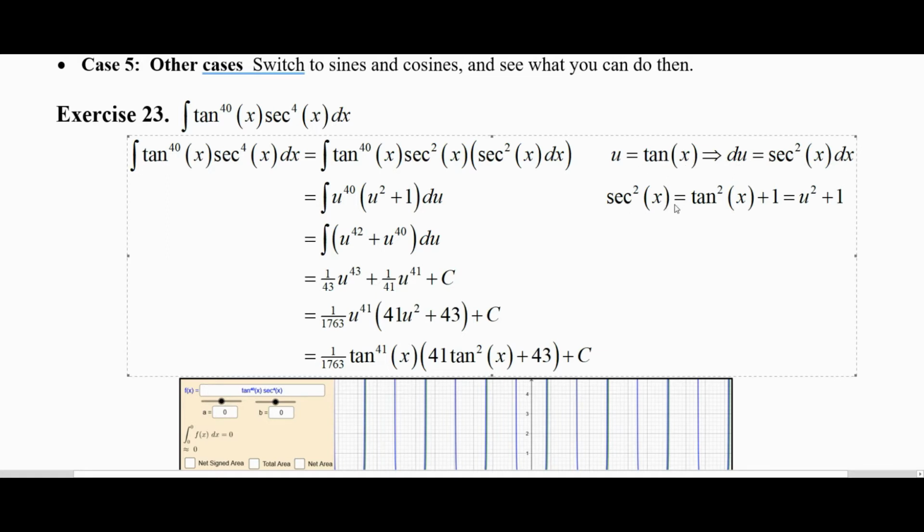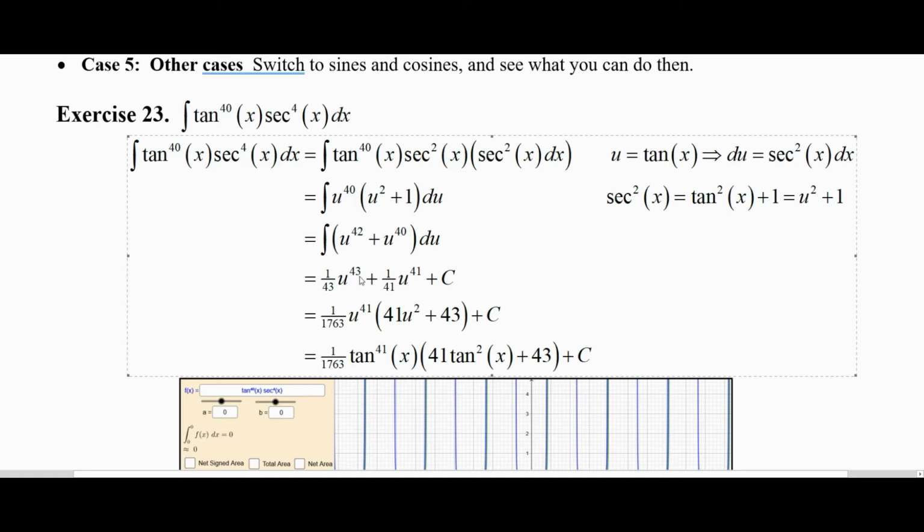Then secant square of x is tangent square of x plus 1, or in other words, u square plus 1. So when you split off one of the secant squares with the dx, that becomes the du. We're left with the secant square of x, which is u squared plus 1, and then the tangent of x is u, so this is u to the 40th. Now it's easy. You just distribute the u to the 40th, and we got a nice little polynomial, just two terms. Just use the power rule.